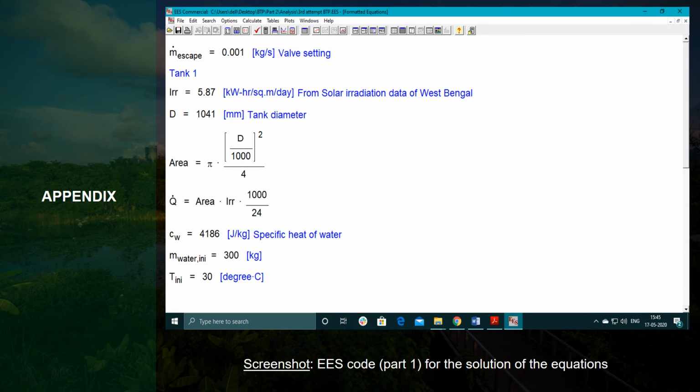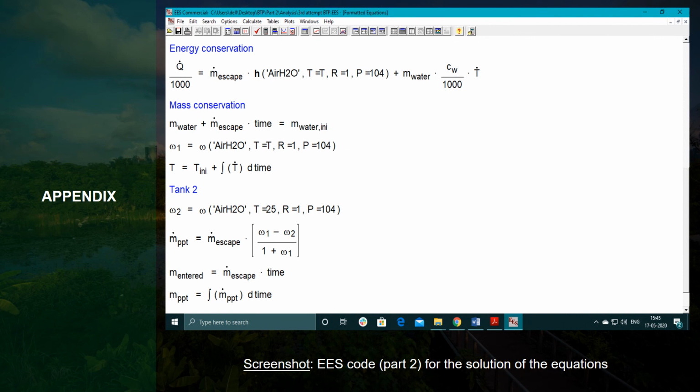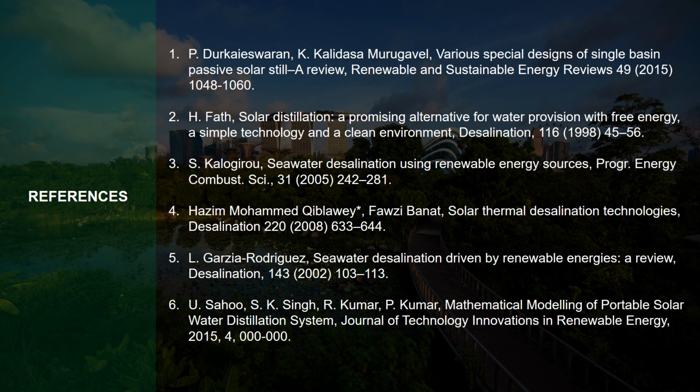Now here I have included the screenshots of the EES codes that I wrote to solve the equations and complete the analysis. In this slide, I have included the references of materials that helped me through the journey of my BTP.